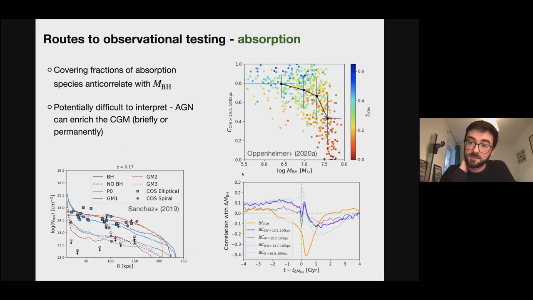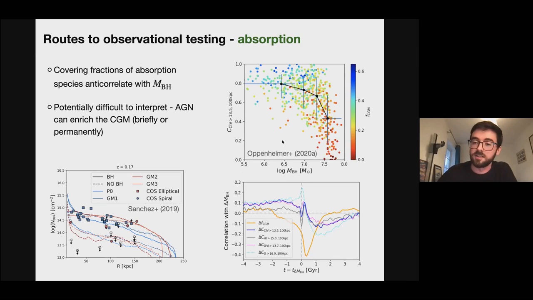So now just in the last few minutes, I'll talk about ways in which we could go about observing this. I'm slightly out of my wheelhouse here, so I would love to hear what the real observers think about this afterwards. But yeah, just to start with absorption, which of course we all love to do.